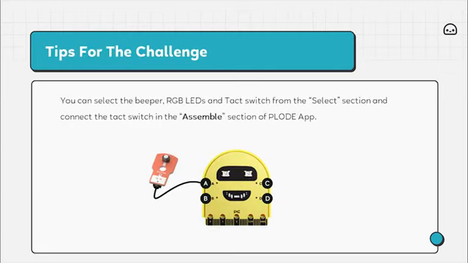Moving on to the tips for the challenge. You can select the beeper, RGB LEDs and tact switch from the select section, and connect the tact switch in the assemble section of the Pictoblox app. Make the code with the decision block to make the beeper beep and to make the RGB LEDs glow.